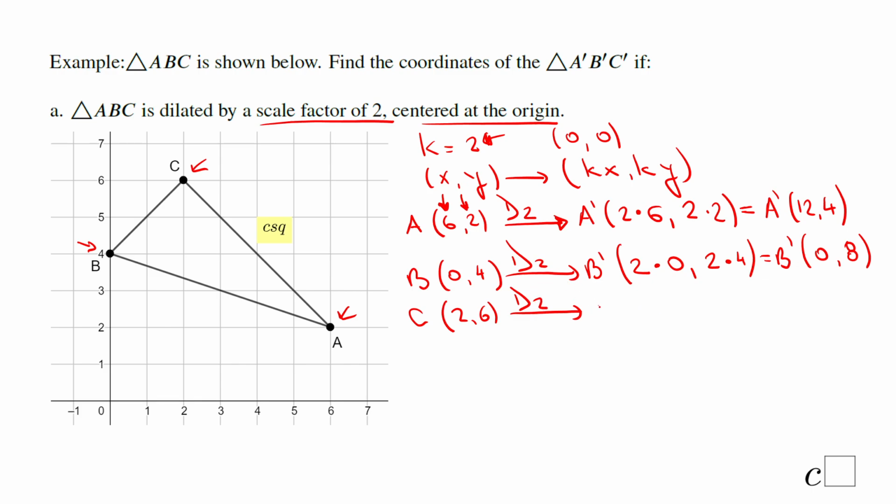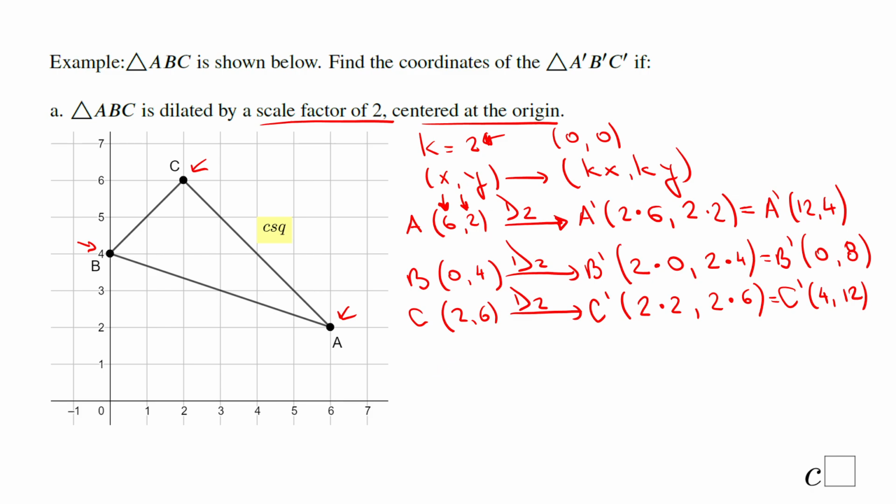So we have C prime, and that will be again the 2 from the scale factor, right, the k, times the x, which is 2 in this case. And now for the y coordinate, the same thing, k, which is 2, times the y, which is 6. So the final answer for C prime will be 4 and 12. And that's it for this problem.